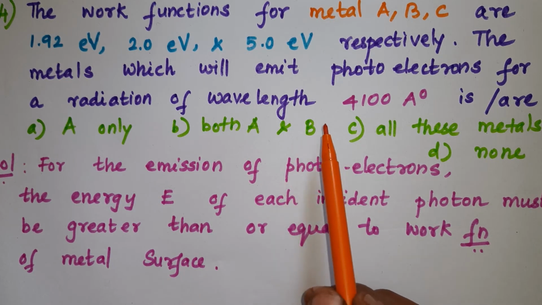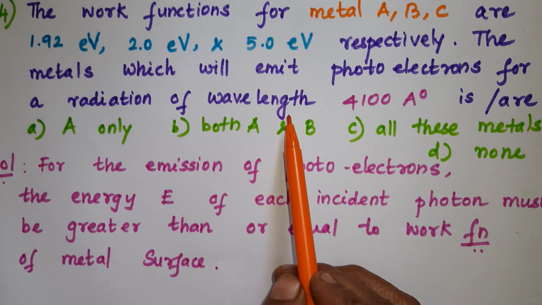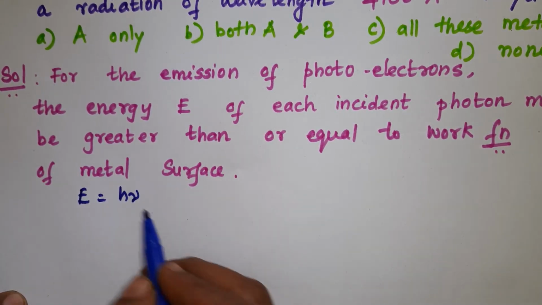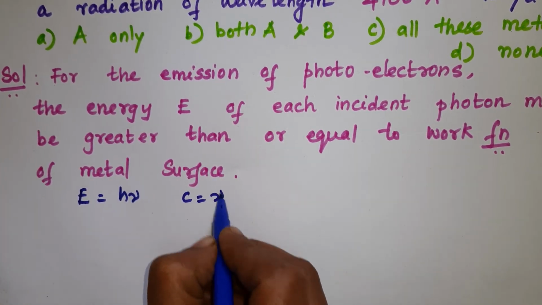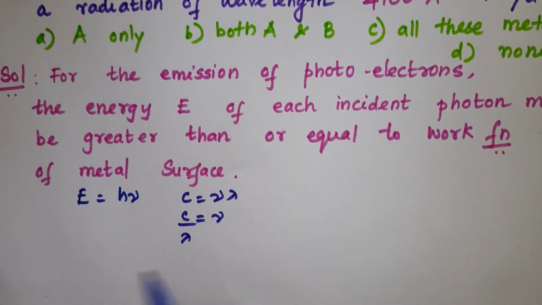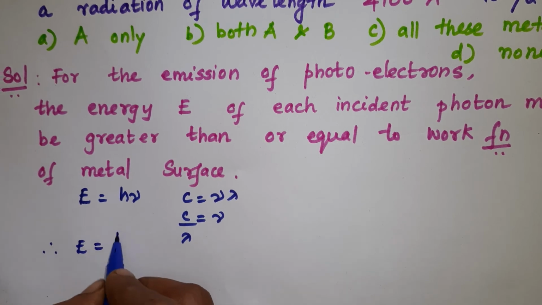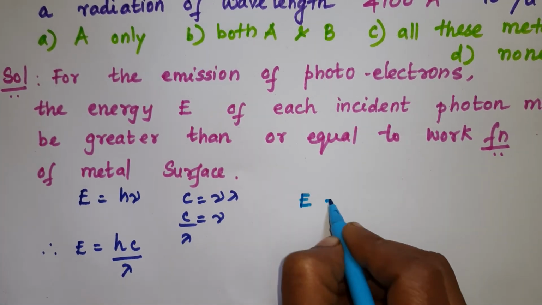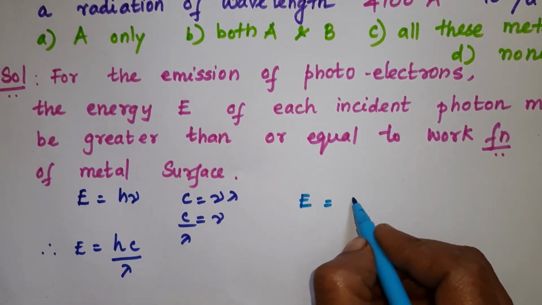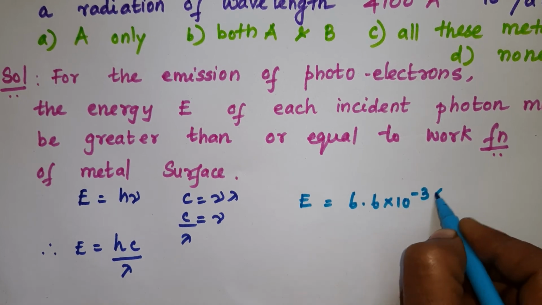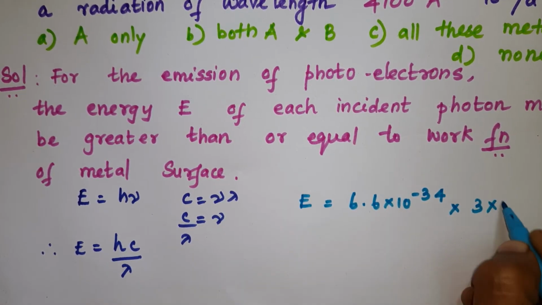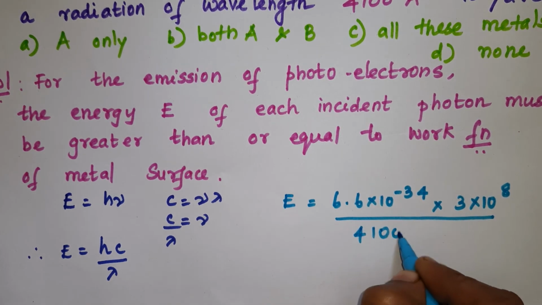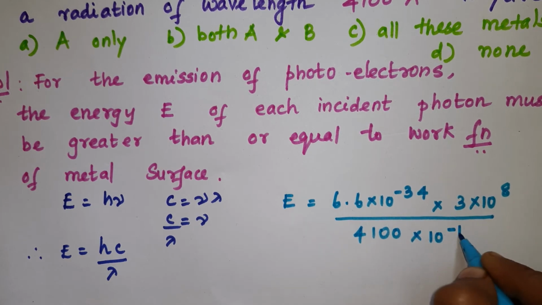Here we have to find the energy. Given the wavelength is 4100 angstrom, the energy E equals h nu. Again, since c equals nu lambda, nu equals c by lambda. Therefore, the energy E equals h into c by lambda. So we write energy E equals the Planck's constant 6.6 into 10 power of minus 34, c is 3 into 10 power of 8, divided by the wavelength 4100 angstrom, so it is 4100 into 10 power of minus 10 meter.